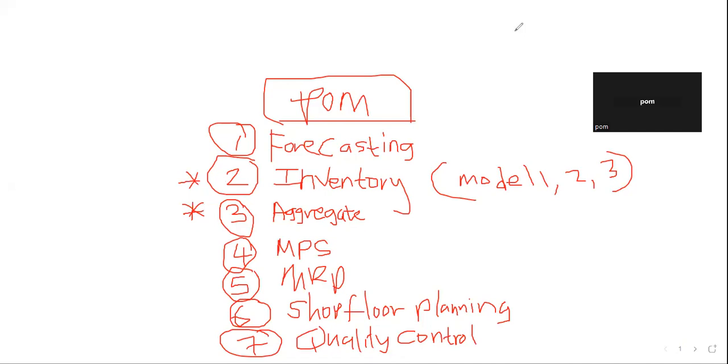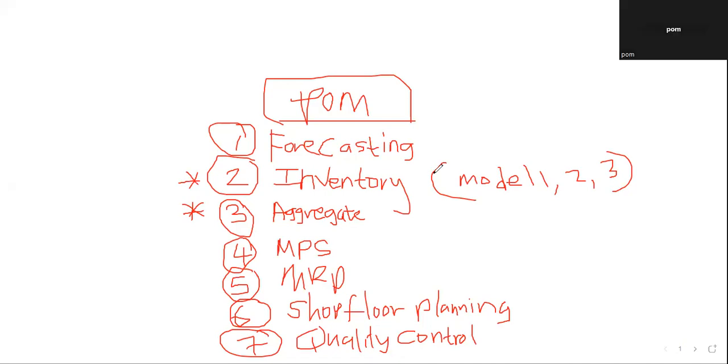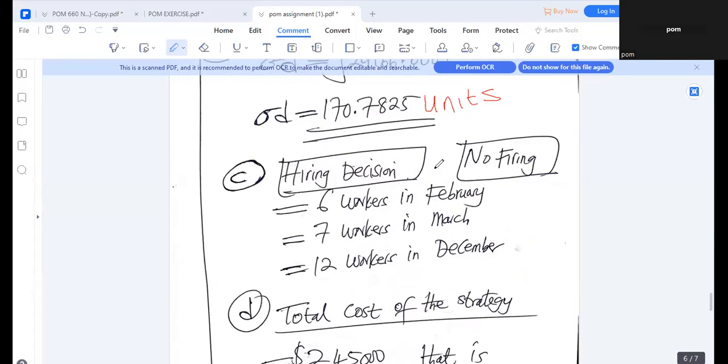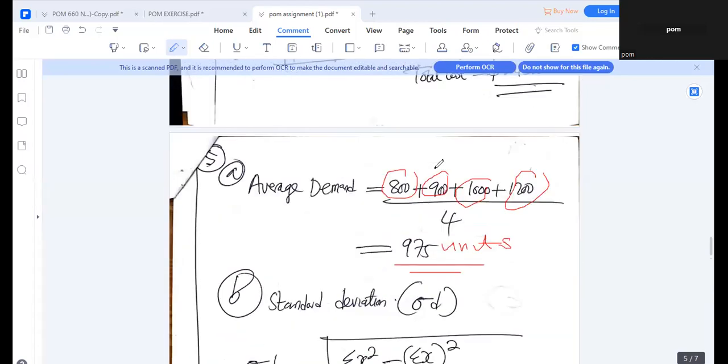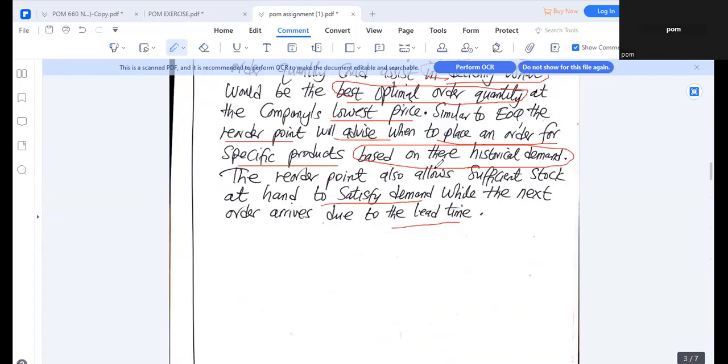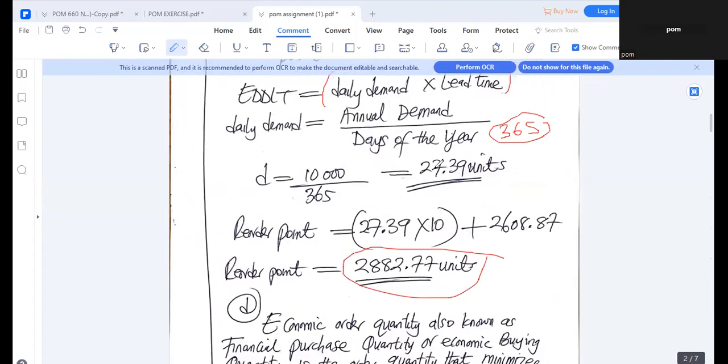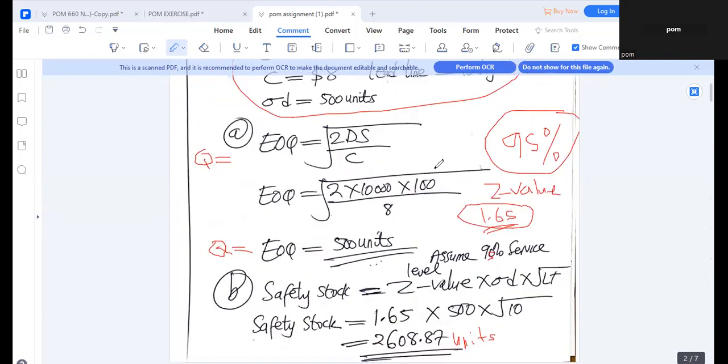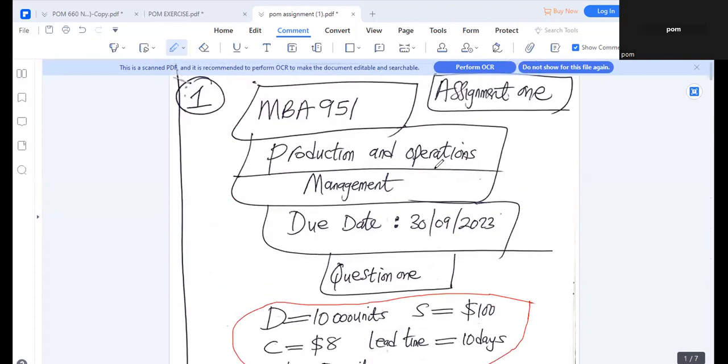If there are no questions, we can end the class for now. Please make sure you go through whatever I've explained this evening, and be assured that we'll go into detail on each of these topics that I've listed, from the inventory to the shop floor planning. All right, so we can end the class for now.